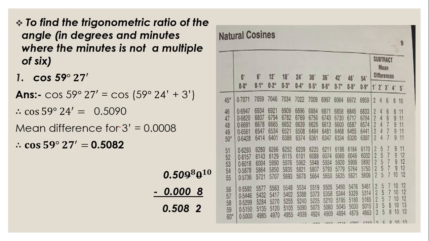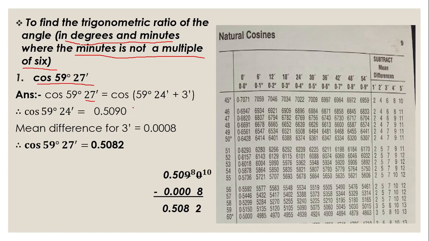Now let's learn how to find the trigonometric ratio of the angle where the angle is given in terms of degrees and minutes and the minute is not a multiple of 6. For example, we have to find what is cos of 59 degree 27 minute. 27 is not a multiple of 6. So we have to split 27 to a nearest multiple of 6. So the nearest multiple of 6 is 24.